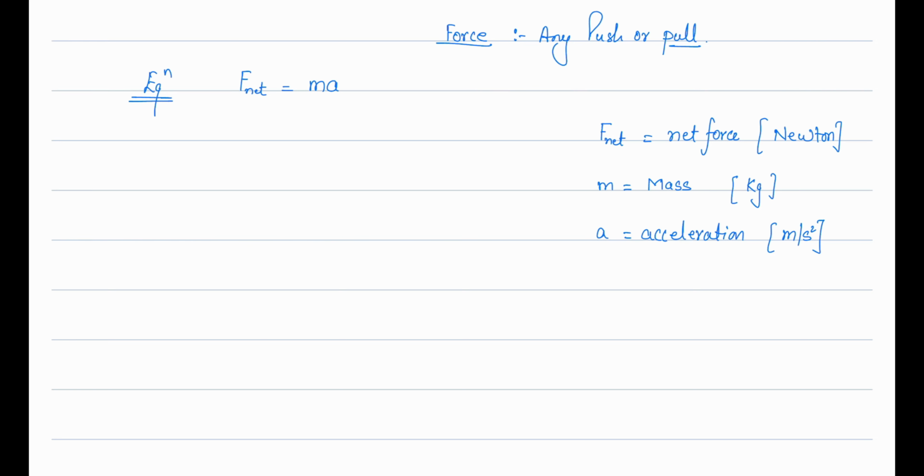Here is how you are going to solve all these questions with the help of this triangle. This triangle will help you a lot. Just divide your work like this: F net over M A, so that you can solve whatever is required in the question. The major thing to remember: the unit of force is Newton.